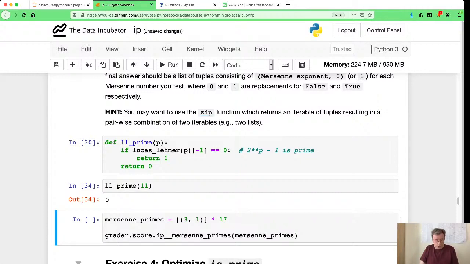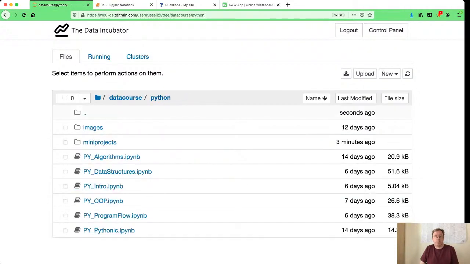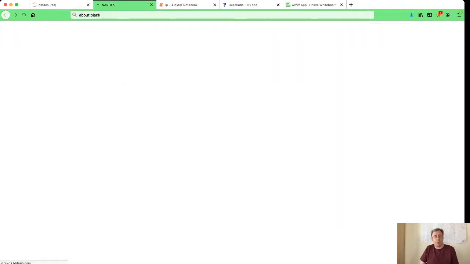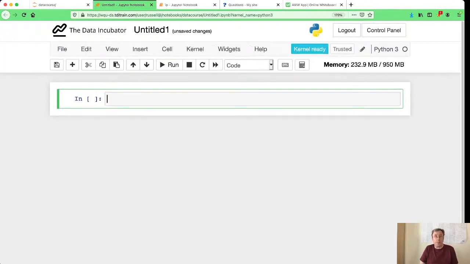So, what we want to do, first let me talk a little bit about the zip function. It could be a useful function.